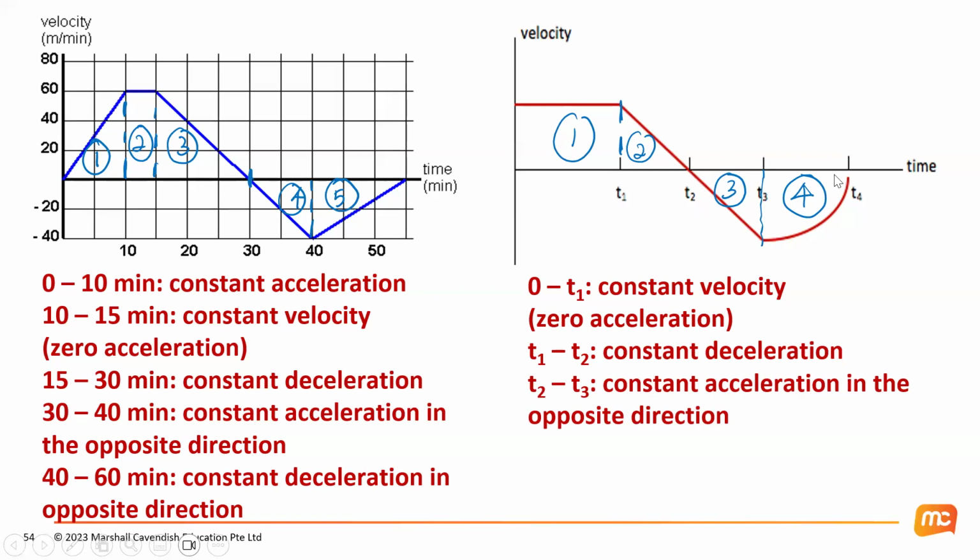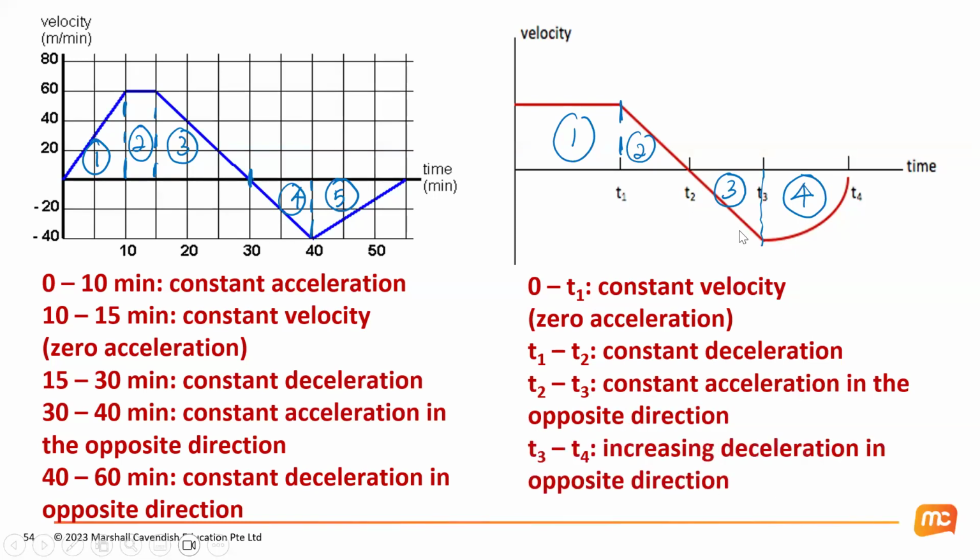And number 4 is not a straight line. The gradient is getting steeper and steeper, so I have an increasing gradient. Okay, and at this point, I am decelerating because my velocity is like 40 all the way to 0. So I'm having an increasing deceleration, because the gradient is getting steeper and steeper, and it's in the opposite direction because it's at the negative part of the velocity time graph.